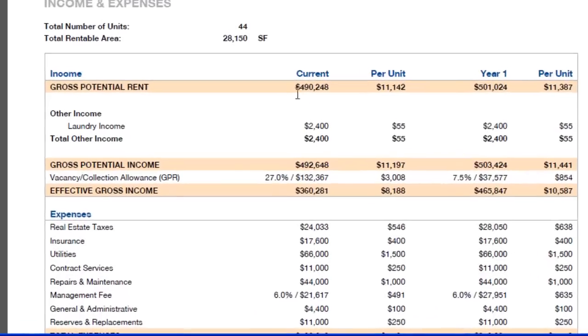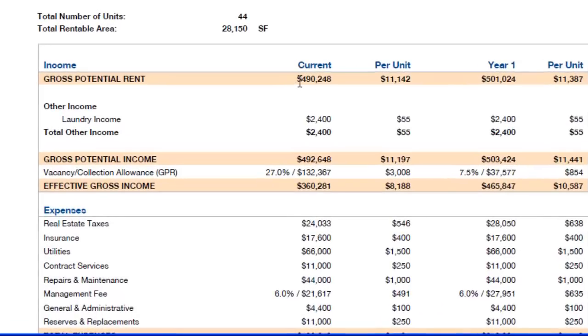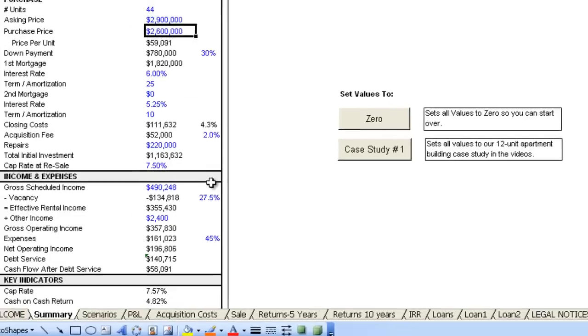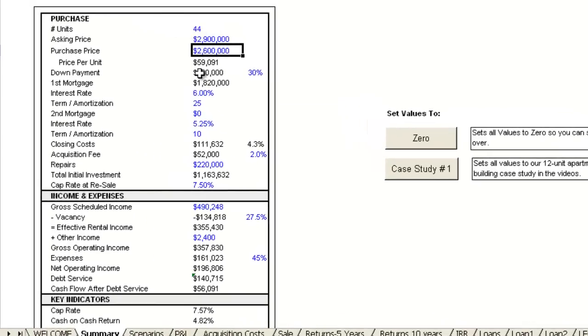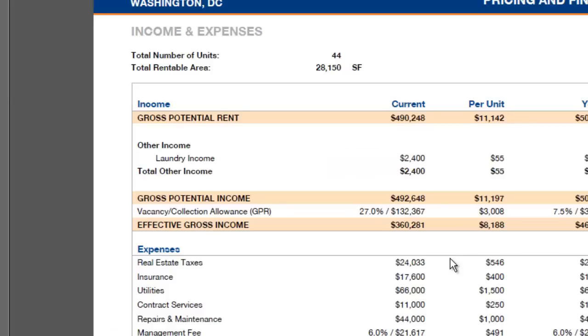This package also has the current as-is income with some other income as well as the vacancy factor here. So we'll work with this one first. We're going to open up our Syndicated Deal Analyzer and enter in the income, 490,000, and this is listing, let's take a look at this, 27% vacancy. So this is kind of a distressed asset here. So we're going to use that number.